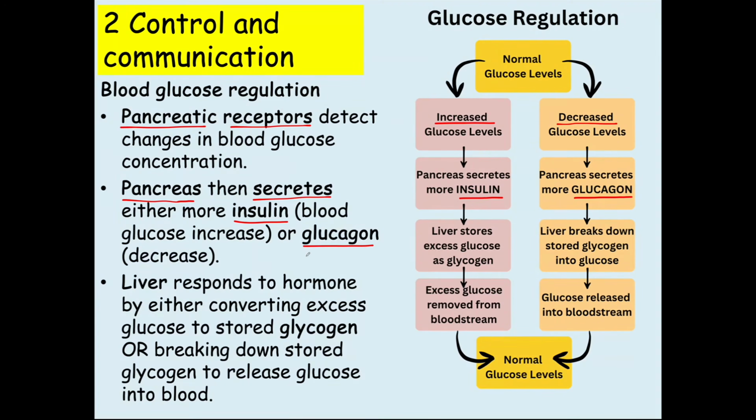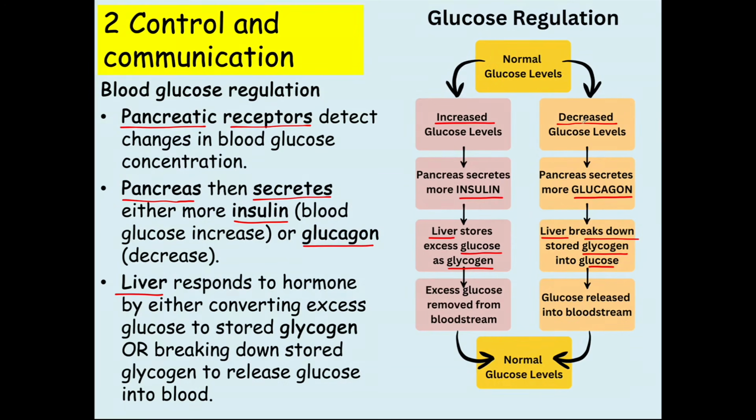Now, once we have released a hormone, we need a target tissue for those hormones. And the target tissue is the liver. Okay. So the liver, in both circumstances here, is the target tissue for these hormones. And when they bind to the receptors in the liver, it responds by either storing excess glucose as glycogen when levels are too high, or breaking down stored glycogen into glucose.